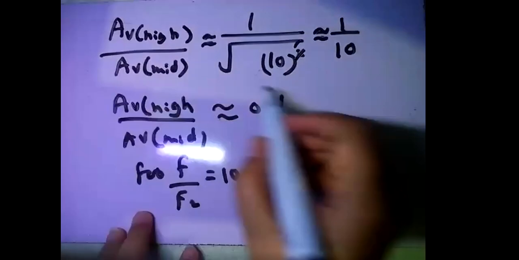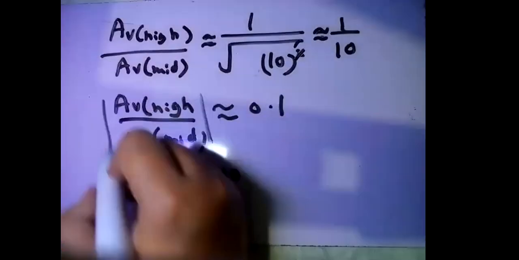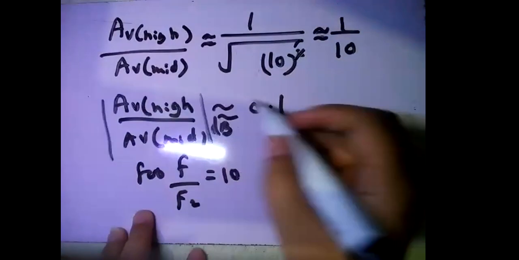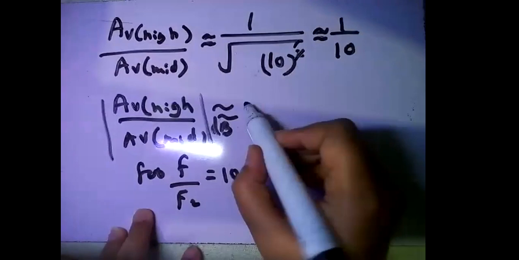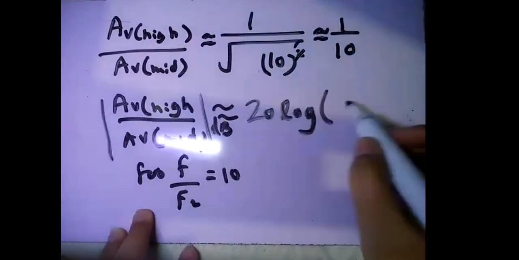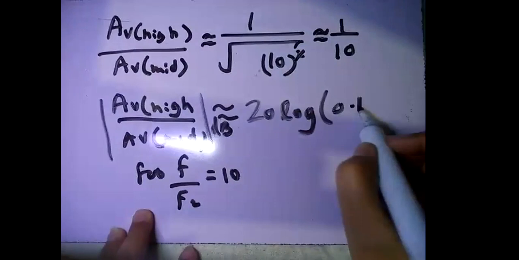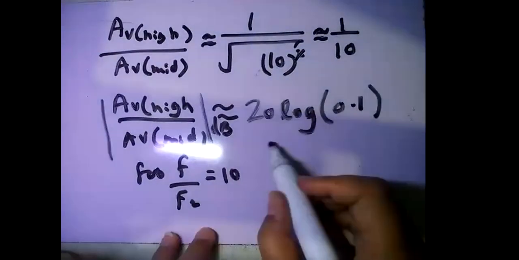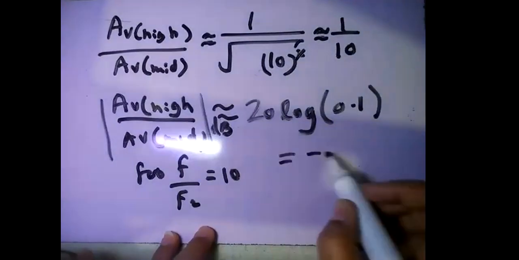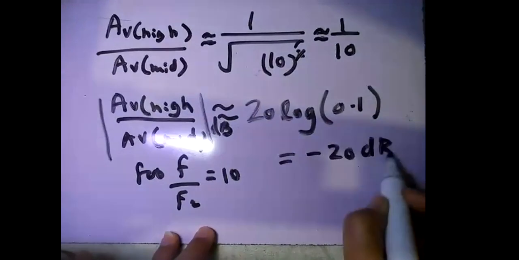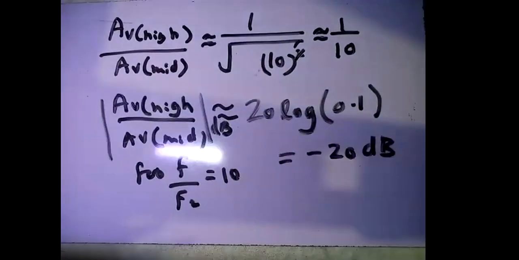And if you want to convert it into decibels, you would just put the relation, that is 20 log of 0.1, and from that you can determine it. It will be equal to minus 20 decibels. So this was all about the frequency response, its high frequency limit, and its angle. Thank you.